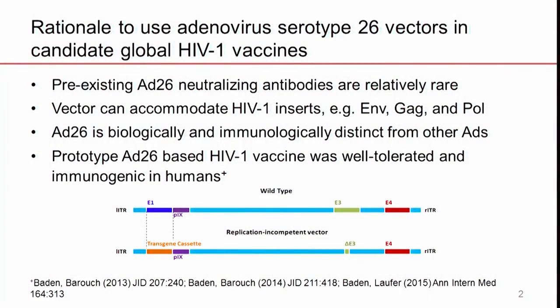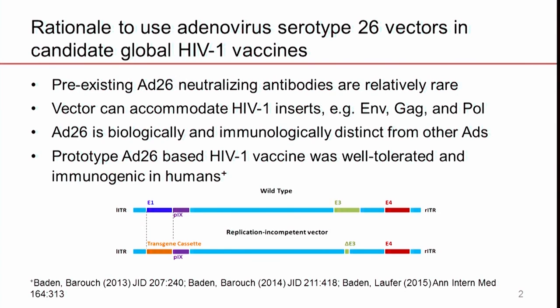This is important because if you have high levels of neutralizing antibodies to your vector, then you're likely to have decreased immunogenicity of your vaccine. In addition, adenoviruses in general are very good vectors because they can accommodate the HIV inserts, the envelope, the gag, the pol genes that you put in there.